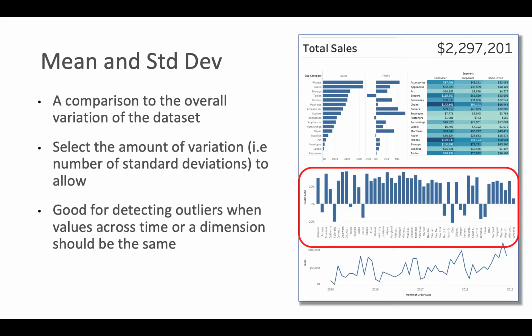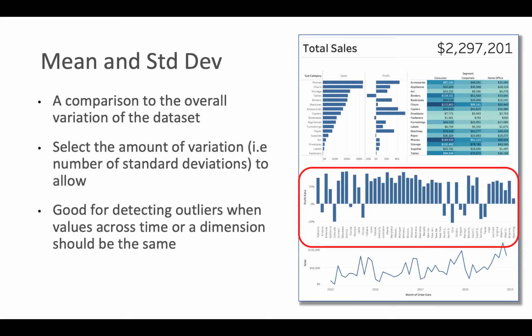This is really good if you want to look across a dimension or even across time, when your base assumption is that it really should be the same in every category. Now, if that assumption isn't true, you don't want to use this technique. But if your assumption is that I expect whatever metric I'm measuring to be the same across every category or across time, then I can use a mean and standard deviation to detect my outliers in that sense.